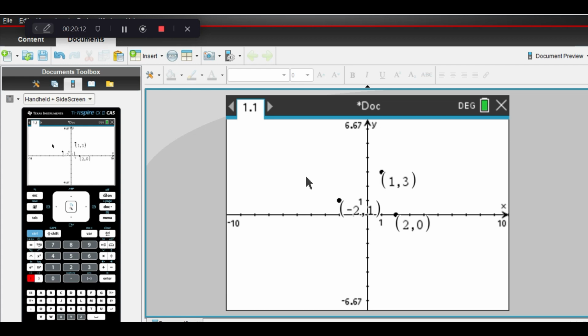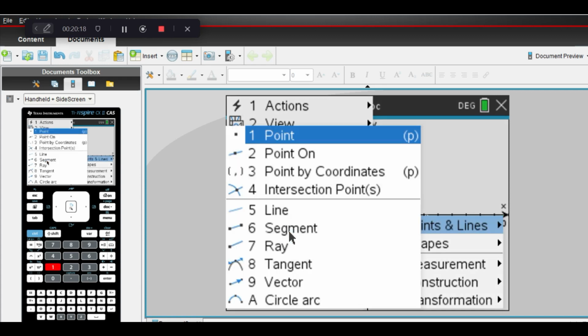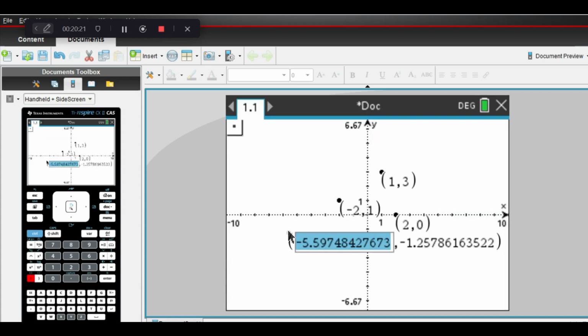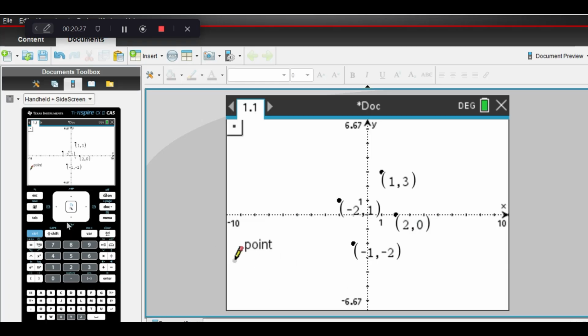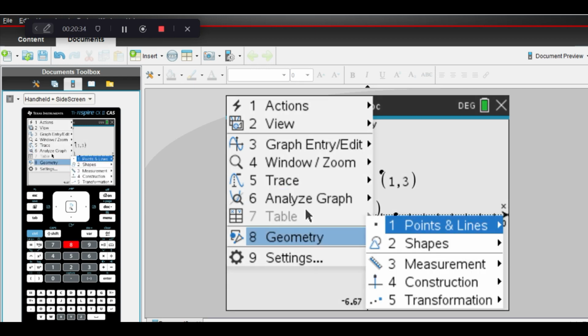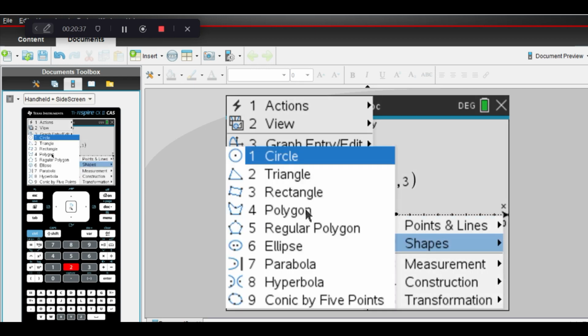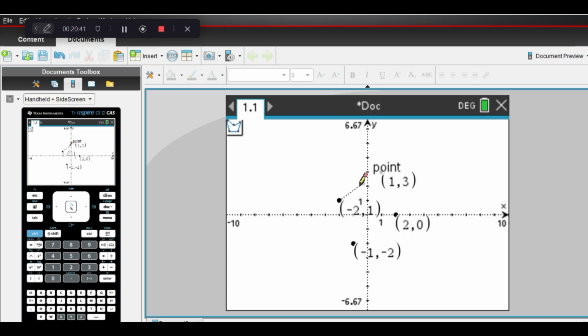Oops. Get that. I lost my tool there. Menu, geometry, points and lines, and a point tool again. So it was -1, enter, -2. I think that was what I said. -1, -2. Yeah. Get my polygon tool out. So that is 8 point shapes and polygon number 4. The way to connect this is going to have to be going around like this.